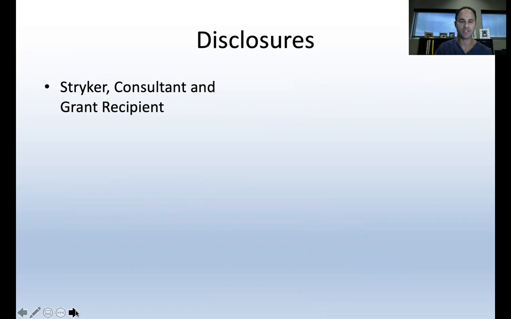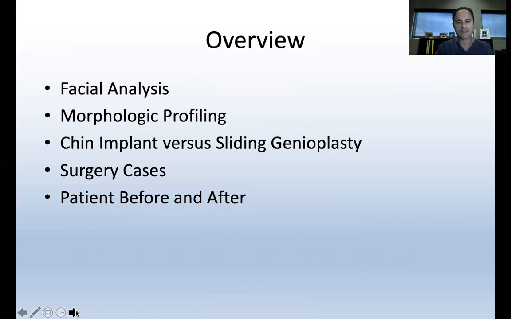As an overview, I will discuss facial analysis, what we describe as morphologic profiling, which is looking at soft tissue versus craniofacial skeleton of individual patients and trying to decide which operation is most appropriate. I'll discuss chin implant versus sliding genioplasty and show you some surgical cases and patient before and afters.